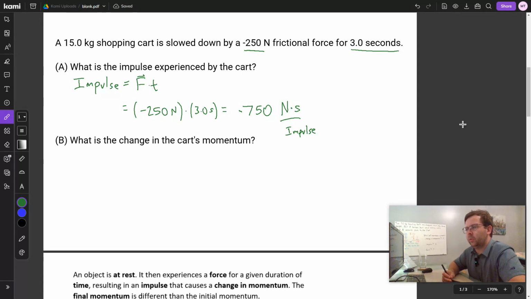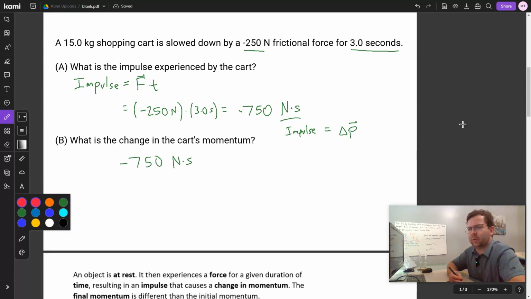This impulse is equal to the change in momentum. So for part B, it says what is the change in the cart's momentum, but it's the same as the impulse. It's negative 750 Newton seconds.